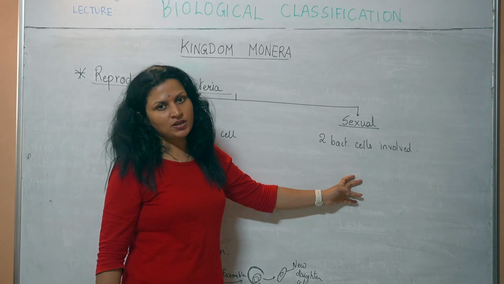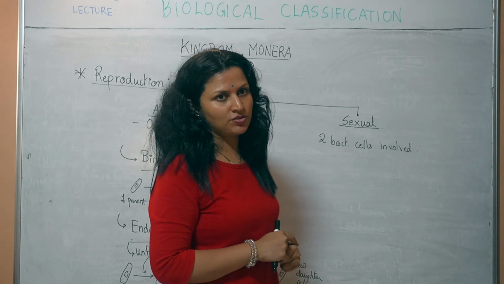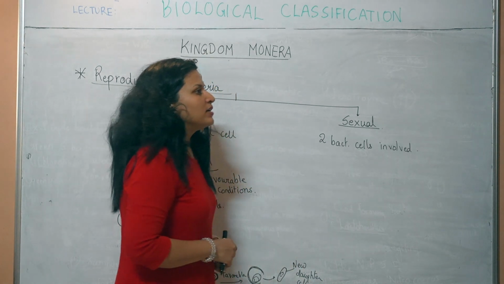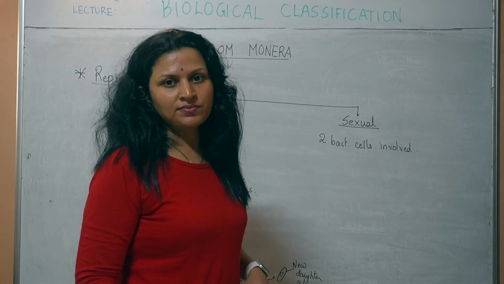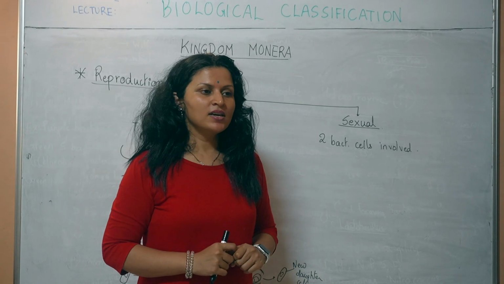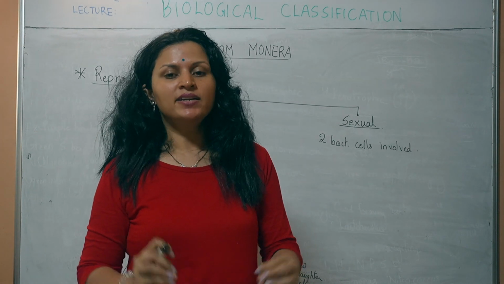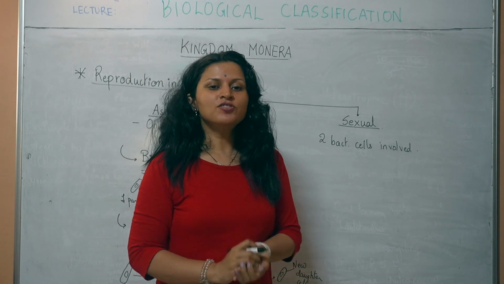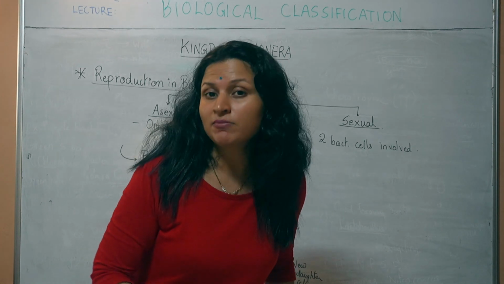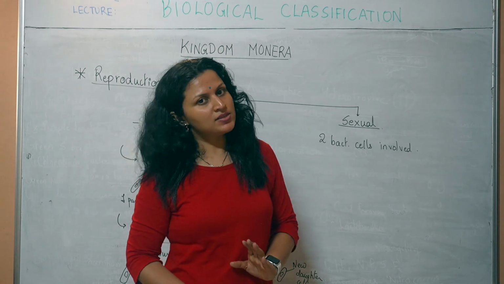Moving on to sexual reproduction. Minimum two bacterial cells are involved over here. Now, how does sexual reproduction in higher animals take place? Gamete from one parent, gamete from another parent carrying the genetic material will fuse and will form the zygote inside one parent, and that will grow into the embryo, isn't it?